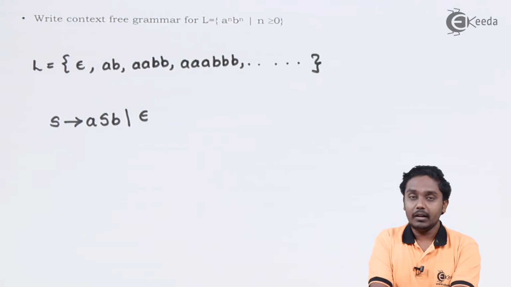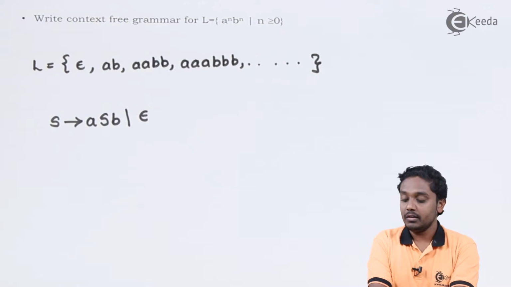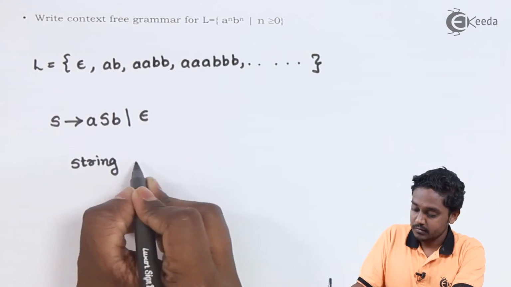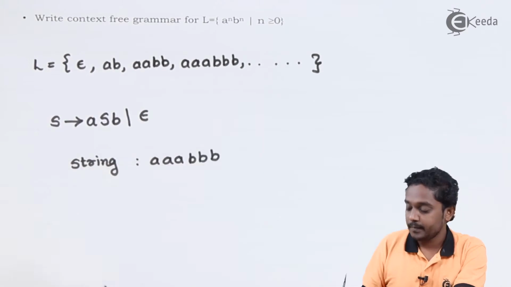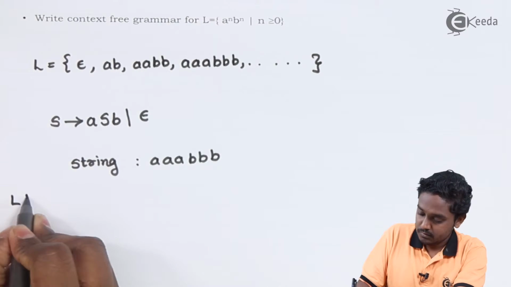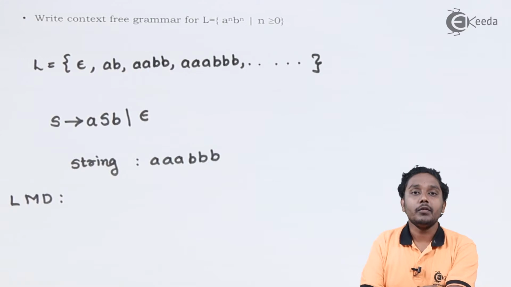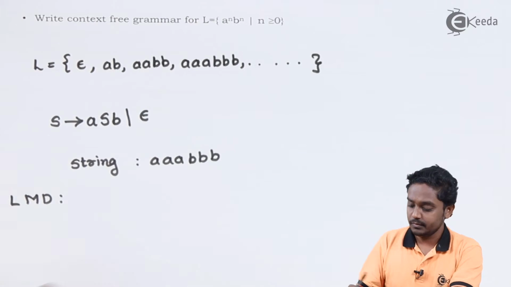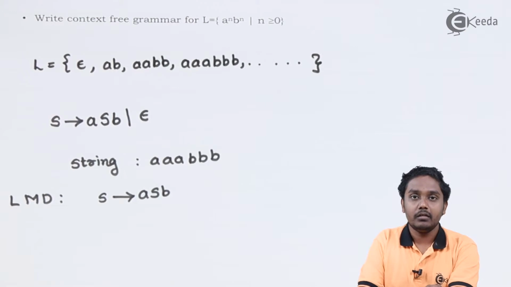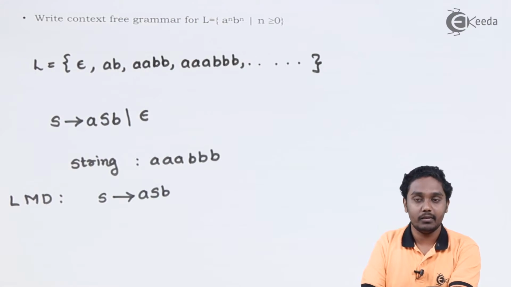Let us select our string. Let us say the string that we are going to generate is 3 A's followed by 3 B's. The first thing that we are going to do is leftmost derivation. We will start with our start symbol. We need 3 A's and 3 B's, so we will use the first production. We have generated 1 A and 1 B. Let us use the production again so that we can generate more and more A's and B's, as we need 3 A's and B's.